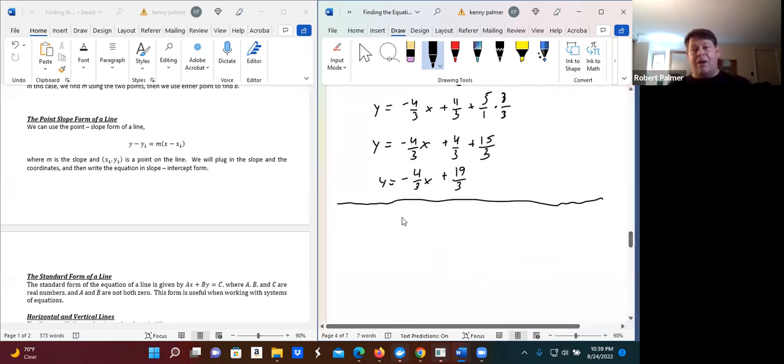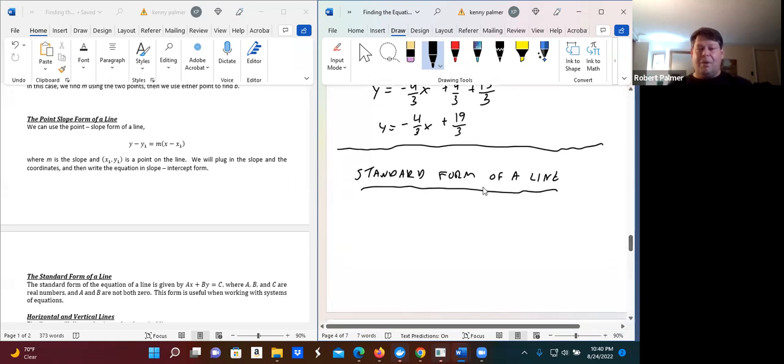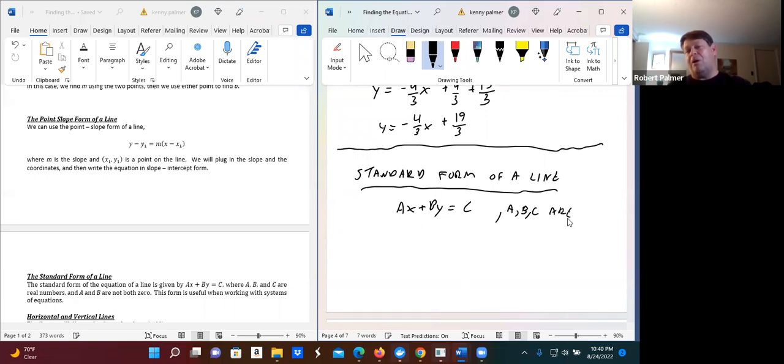Okay, now next let's talk about another form of line you'll sometimes see called the standard form. Now, in terms of graphing, especially on a graph, this is kind of the least useful form of a line, okay? Because we can't pick out the slope or the y-intercept in this form. So it looks like this, ax plus by is equal to c, where a, b, and c are constants.